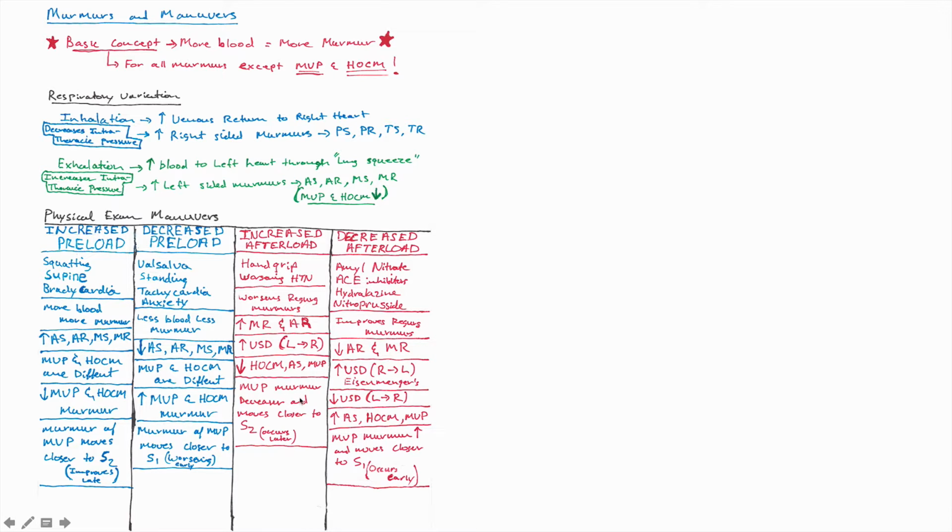But now moving on to afterload. So remember, we can increase afterload maybe with hand grip, or with worsening hypertension, or if we gave somebody phenylephrine. Remember, there's a lot of little different maneuvers they can give you here to increase afterload. The thing you should take away is the concept of what increases afterload, what decreases afterload, and what increases or decreases preload, and that will make this easier to remember and easier to get these questions right.